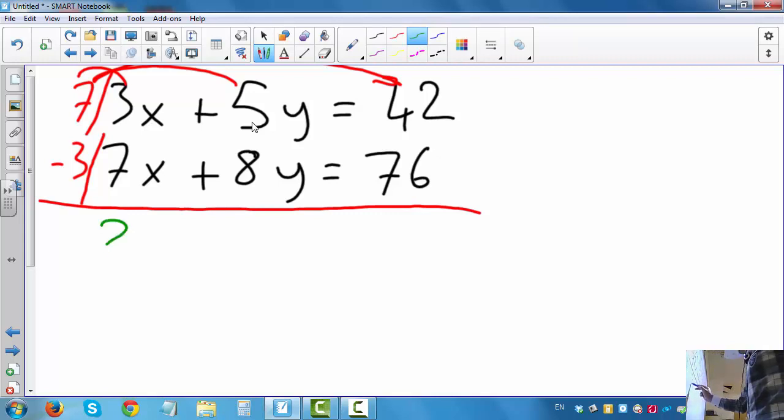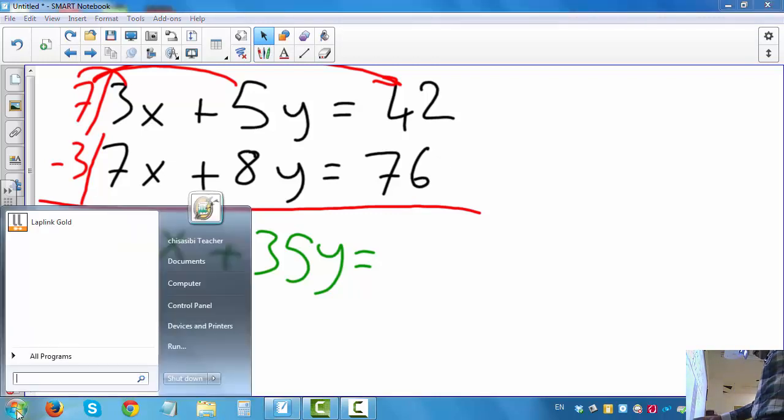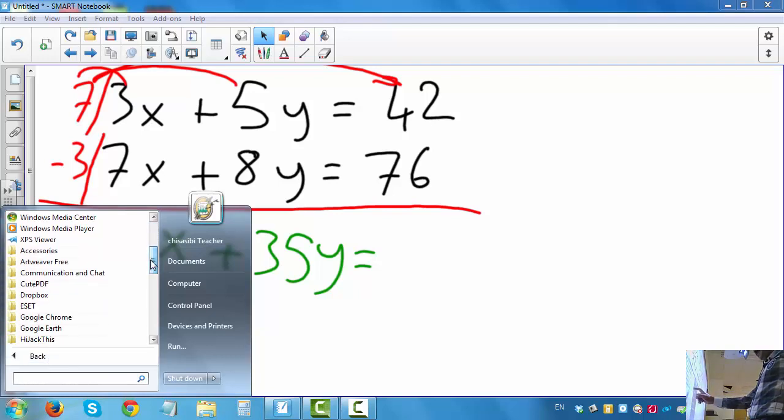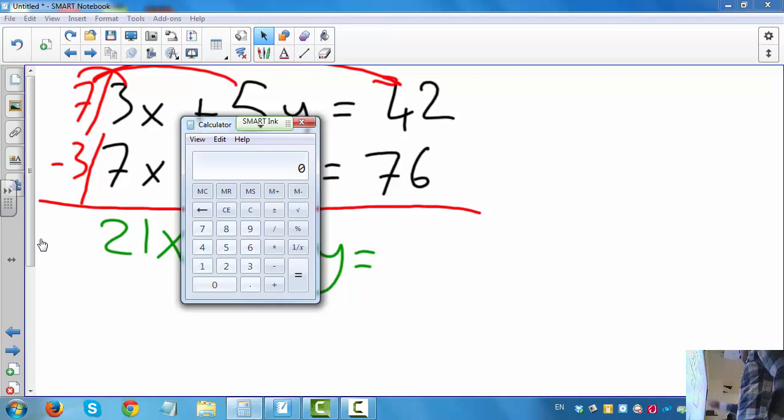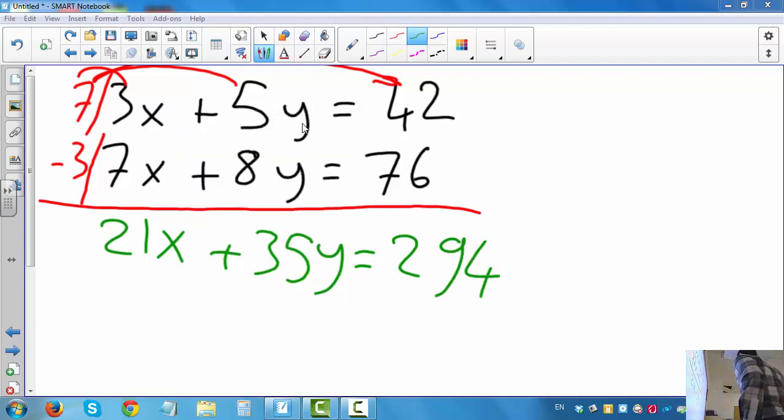7 times 3 is 21x. 7 times 5 is 35y. And 7 times 42 is 294. So what I did here so far, I multiplied 7 with 3, I multiplied 7 with 5, I multiplied 7 with 42, and I wrote down the numbers. That's it. Very simple to start with.